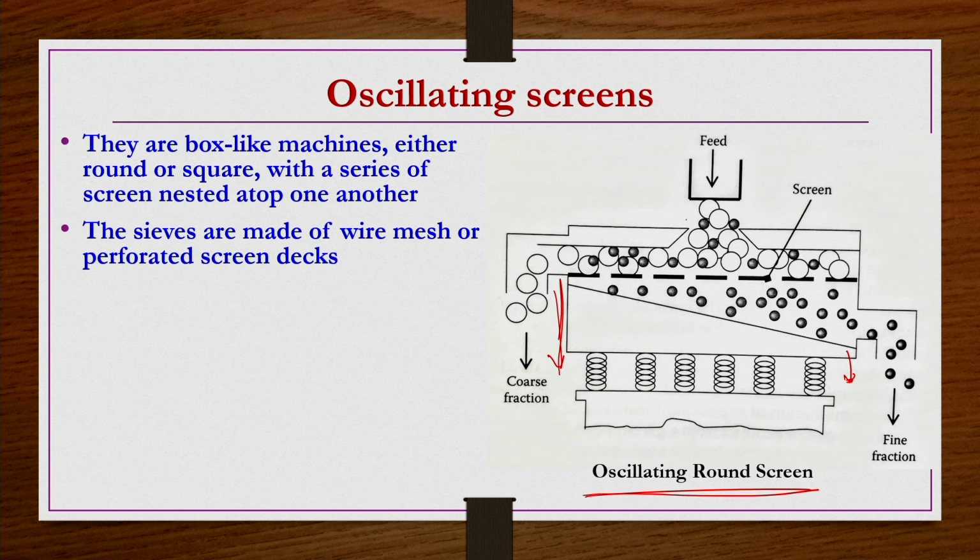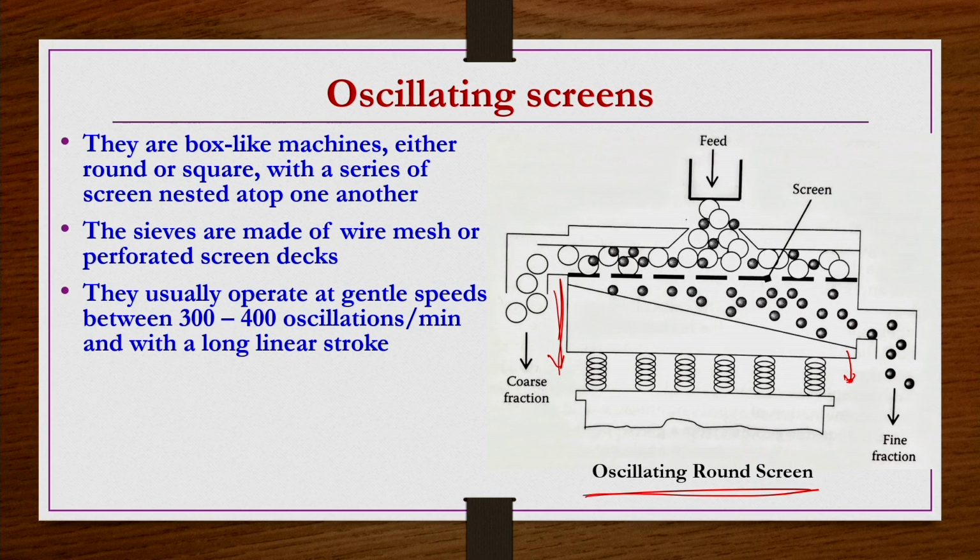The sieves are made of wire mesh, or perforated screen decks can also be used, depending on the size of the particles you are using. If the particles are bigger, like a few centimeters or a few millimeters, then you may prefer perforated screen decks, which have more mechanical strength. If the particles are finer material, then you can go with a woven wire mesh.